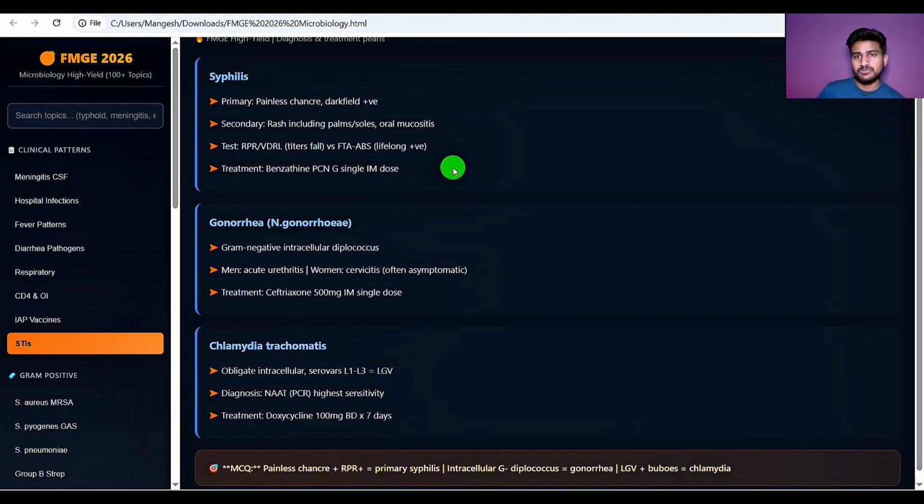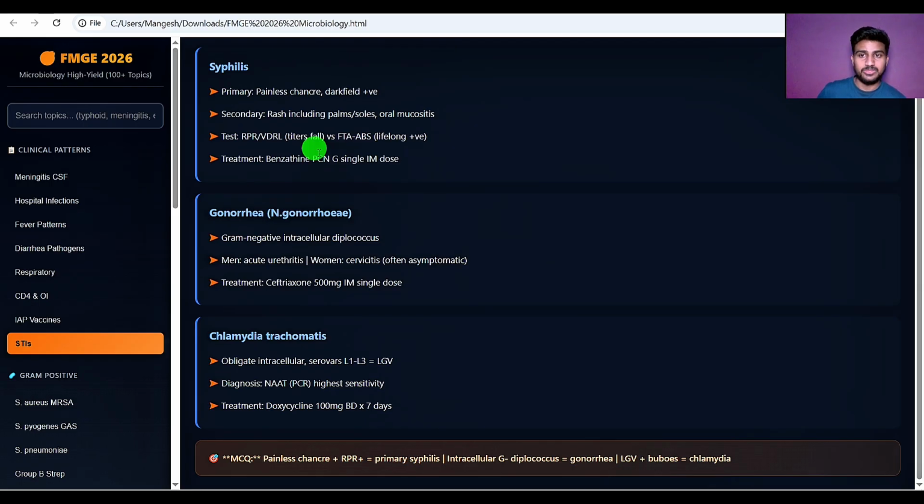Primary syphilis is basically a milder form. There are painless chancres and the dark field microscopy is positive. In the secondary form of syphilis, there are rashes which involve palms and soles, and oral mucositis is also there. So this is how you can differentiate between these 2 forms of syphilis. Then there are diagnostic tests like RPR, and there is also VDRL.